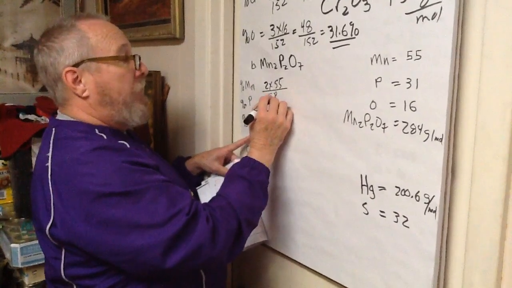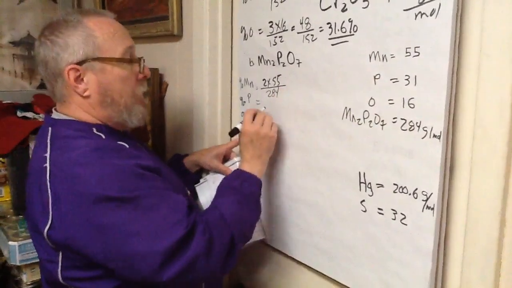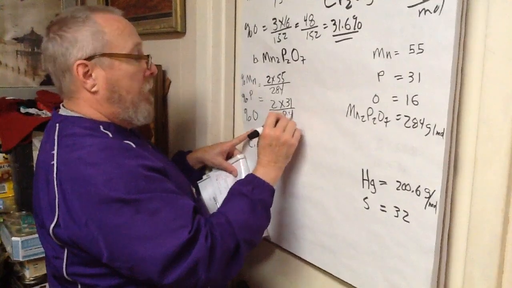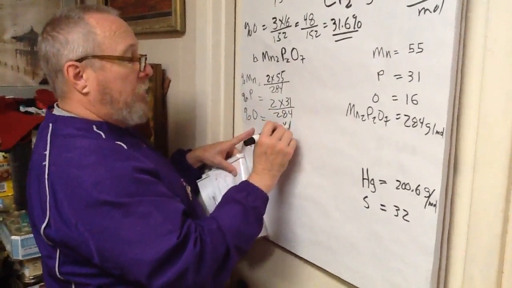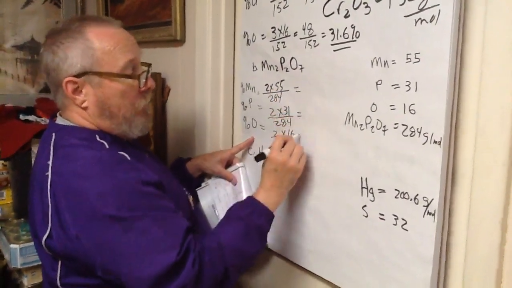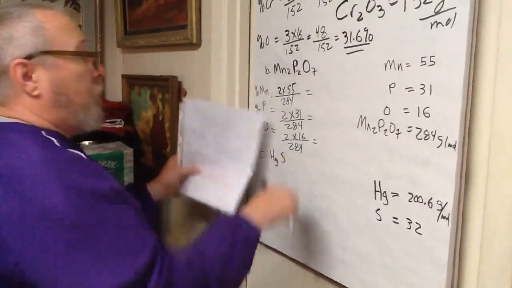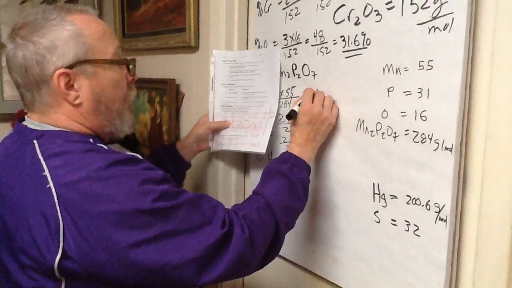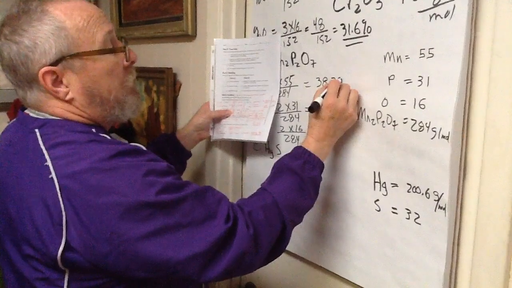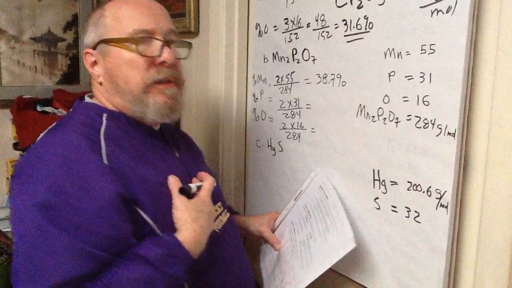So, the percent phosphorus would be equal to 2 times 31 divided by 284. And the percent oxygen would be 2 times 16 divided by 284. And if you do the math, and I did work it out, this would be 110 divided by 284, or 30.387, or 38.7%.